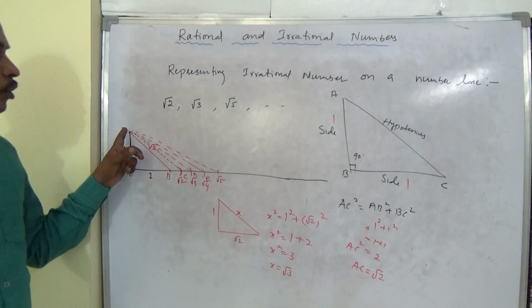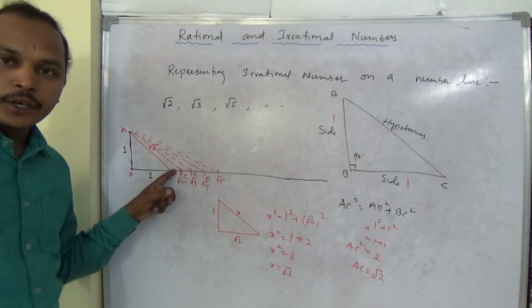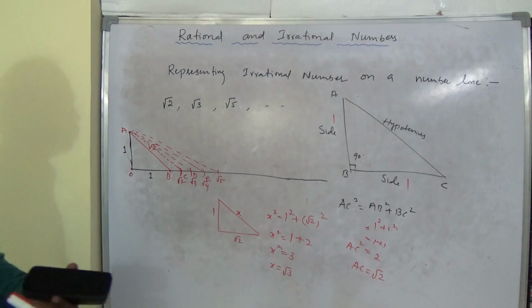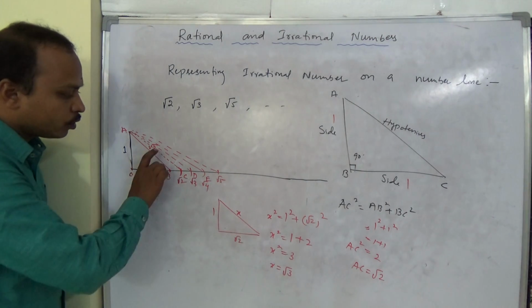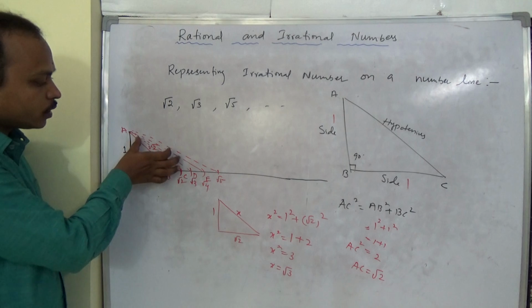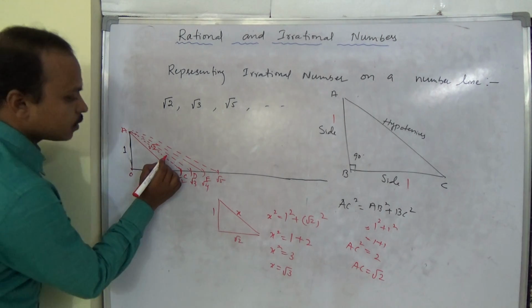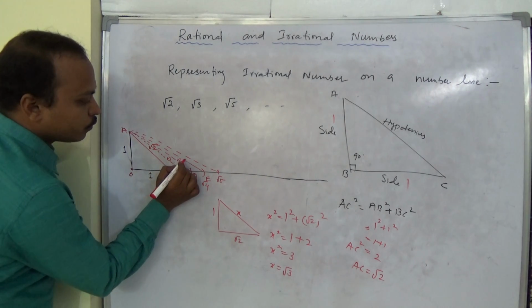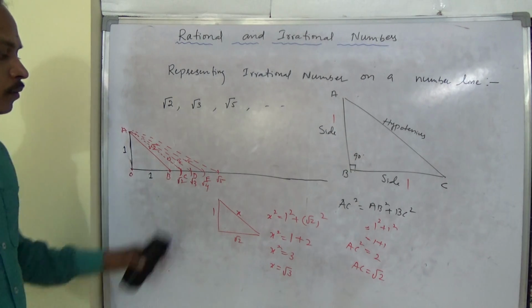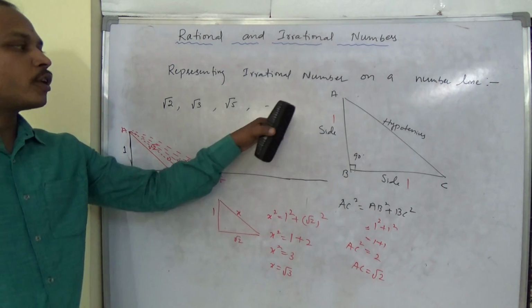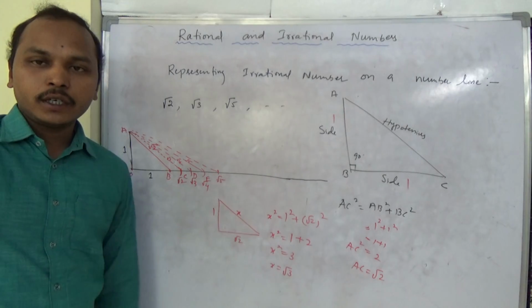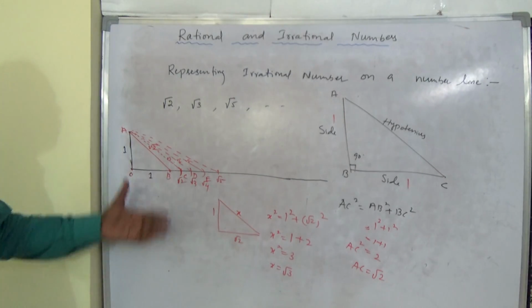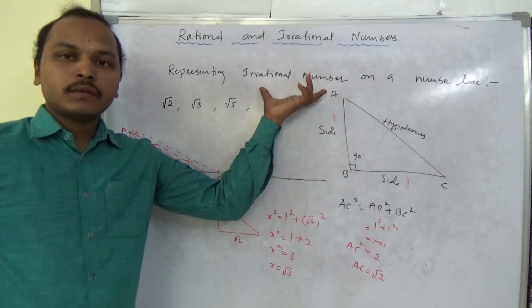We just have to find the length of the hypotenuse. That length we need to draw from O to the number line. So it's exactly root 2. This distance is root 3, root 4, root 5 and so on. Whichever number you want to represent, you can continue taking it till there. In this way we can represent any irrational number on a number line.